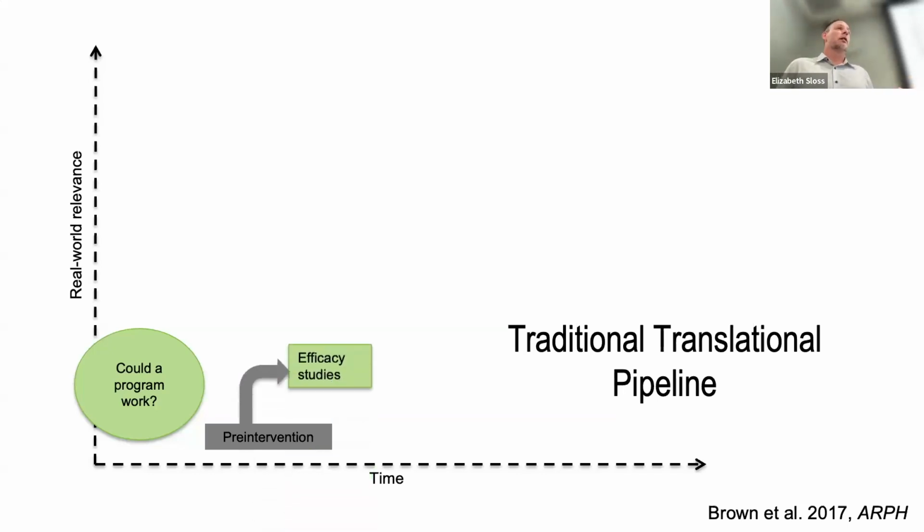So this is efficacy studies. This is basically tightly controlled studies. Can we actually change the thing we think we are targeting with this intervention? If we can, we've essentially got a proof of concept. We do a large randomized trial. We say, yes, this intervention is efficacious for a particular target.